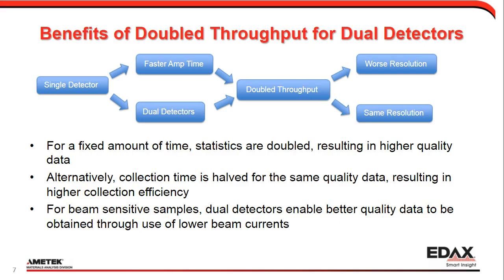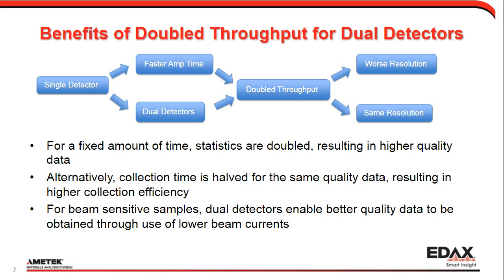For a fixed amount of time, statistics are doubled, resulting in higher quality data. For example, for mapping, the statistics at single pixel level are doubled. This is extremely useful for processing net intensity or quant maps, since these map types require better statistics. For quantitative analysis, the peak-to-background quant model also requires better statistics to obtain good results.